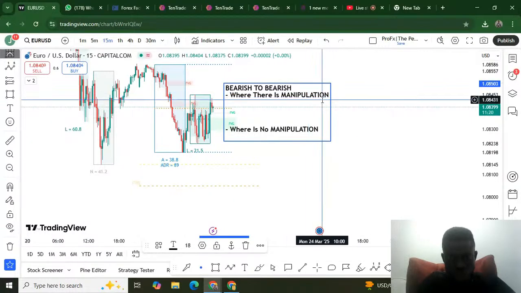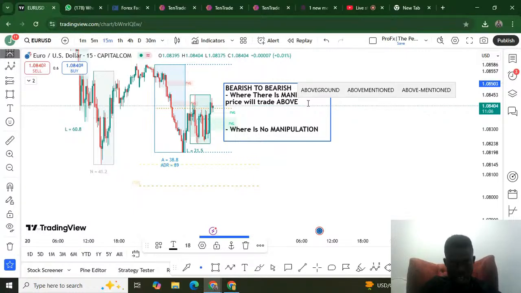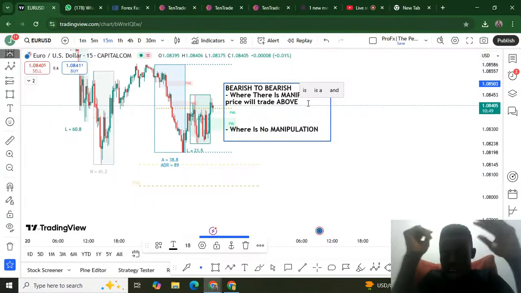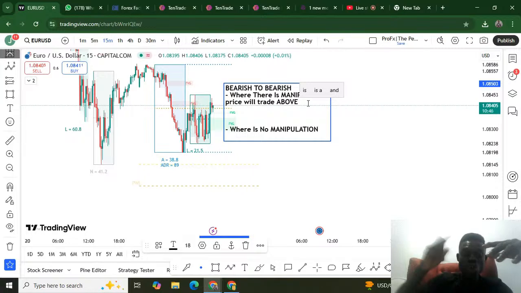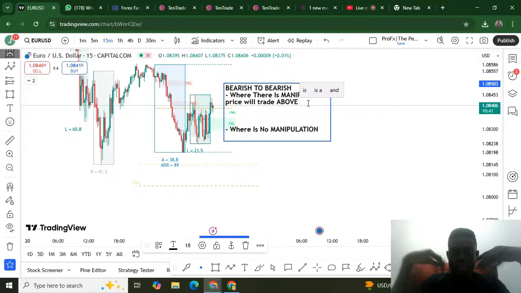So where there is manipulation for this, price will trade above. At this point, when price is going above, we will think we want to be bullish because price is already going above the close. But mind you, if it's happening during the Asian range, that's why I said mostly Asian range, don't yet take it seriously that we are going up, because it might be a manipulation.